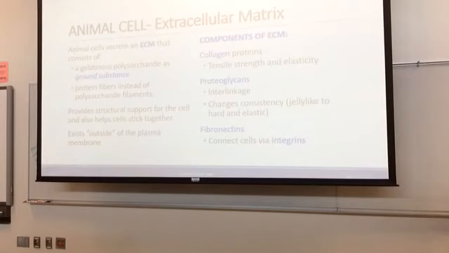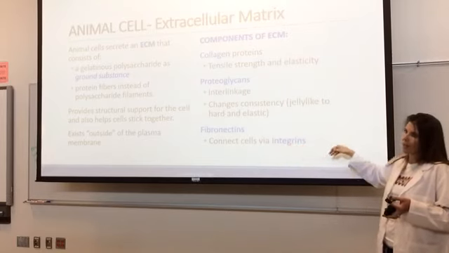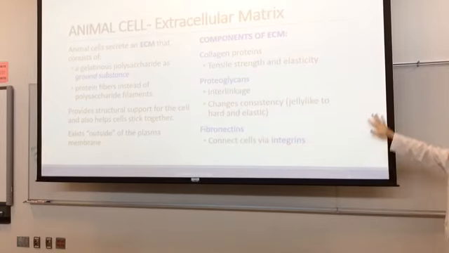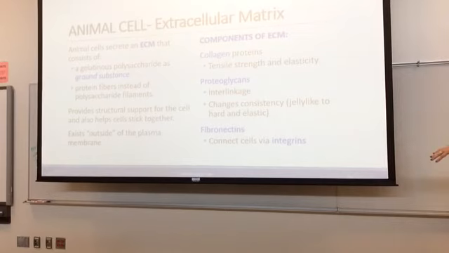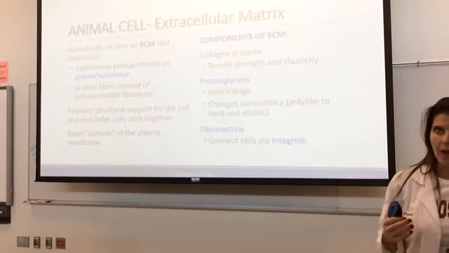Fibronectins have a fibrous base, so those are usually pretty tight. It's telling you that they're connecting cells via integrins. These are different proteins that are integrated into the cell membrane, holding them together. You don't need to necessarily know the functions of each of those, just that they're components of the extracellular matrix. And this brings us to the end of chapter 5.